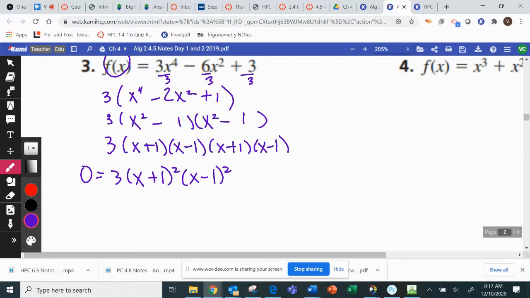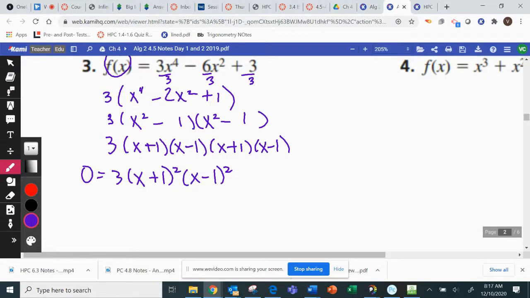So we are finding the zeros. So now I set each factor equal to 0. So I have x plus 1 equal to 0, and x minus 1 equal to 0. So I'm going to get -1 and I'm going to get +1.